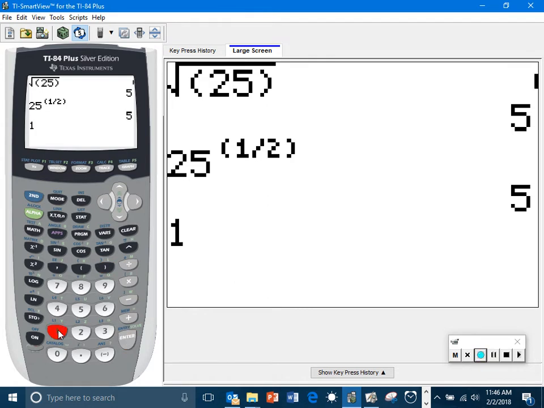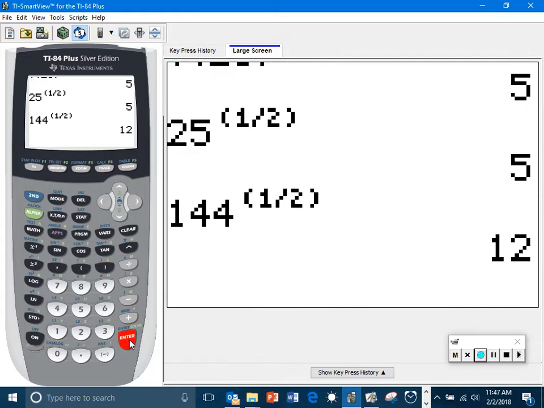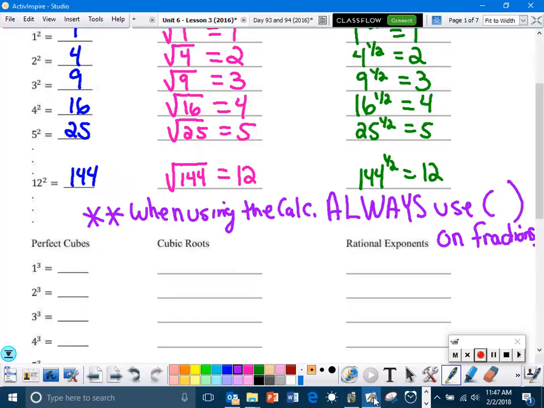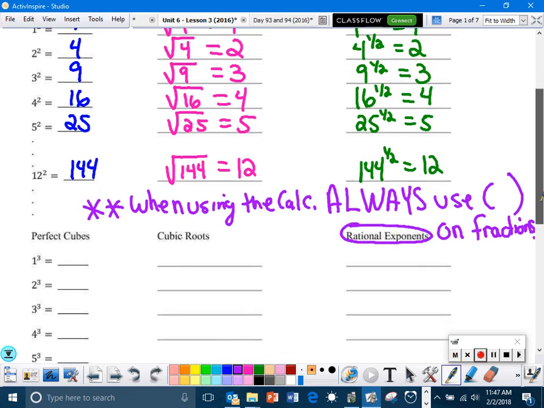Okay, I'll do it one more time. So 144 to the, again, please use parentheses around your fraction. 144 to the half power is 12. So we are going to start using what we call rational exponents. Rational exponents. All right, let's continue.